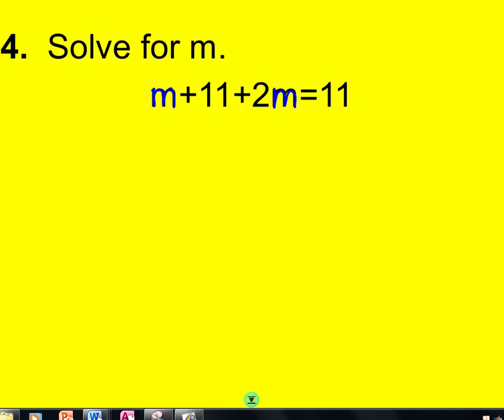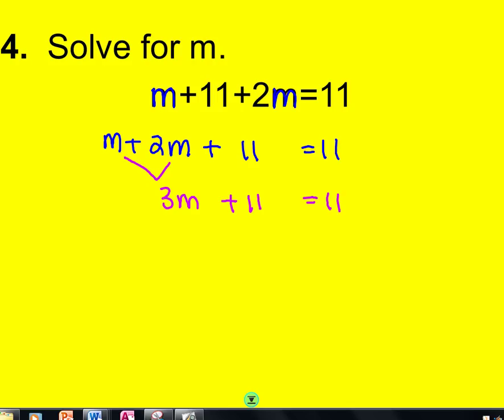So addition, luckily for us, is commutative, which means that I can change the order of my terms and it won't affect the answer in any way. So I'm going to rearrange this so that my variables, my like terms, are next to each other. So I'm adding 1m plus 2m's plus 11, and that's equal to 11. So I know that if I have 1m plus 2m's, that means that total I have 3m's. So 3m plus 11 is equal to 11.